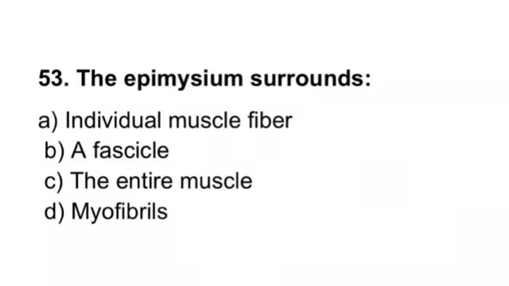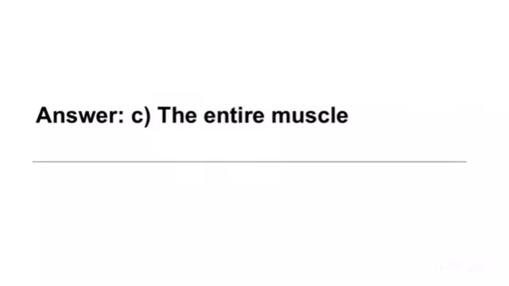53. The epimysium surrounds A. Individual muscle fiber. B. A fascicle. C. The entire muscle. D. Myofibrils. Answer, C. The entire muscle.